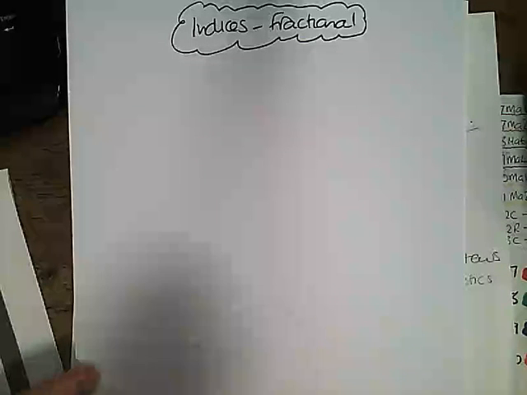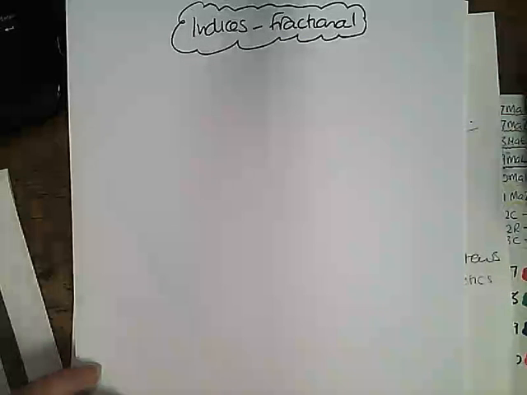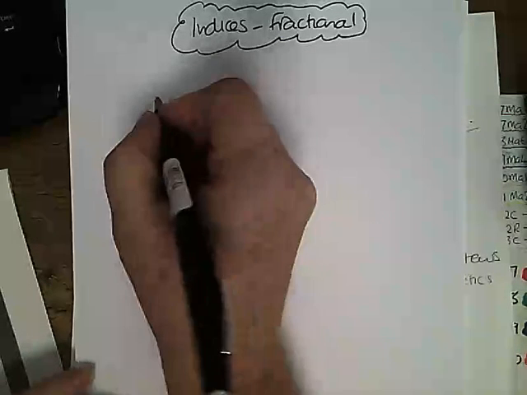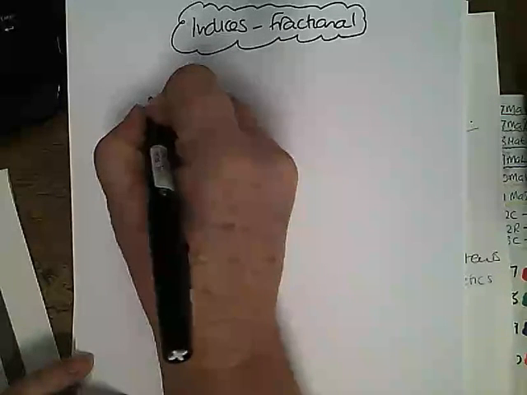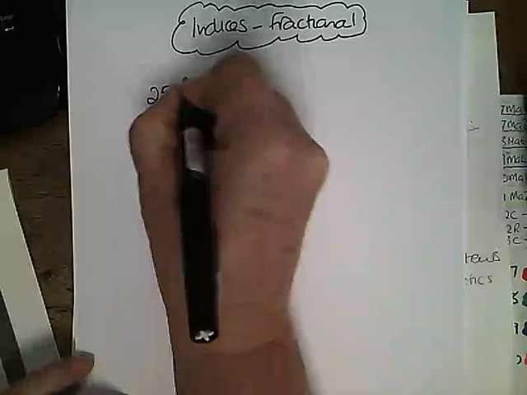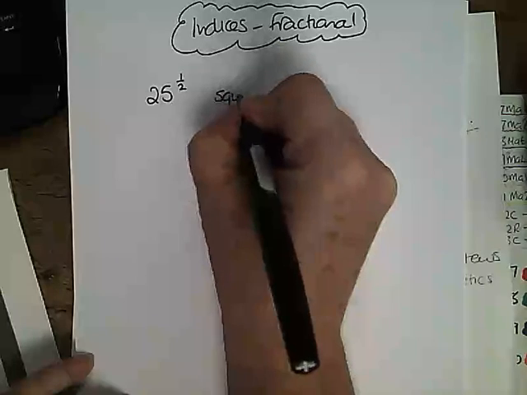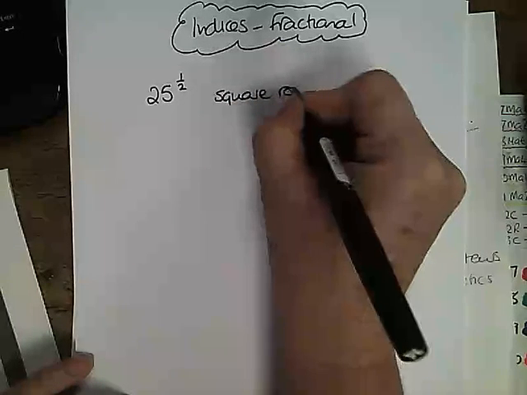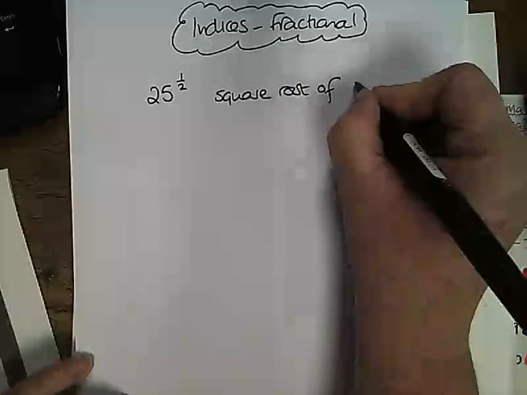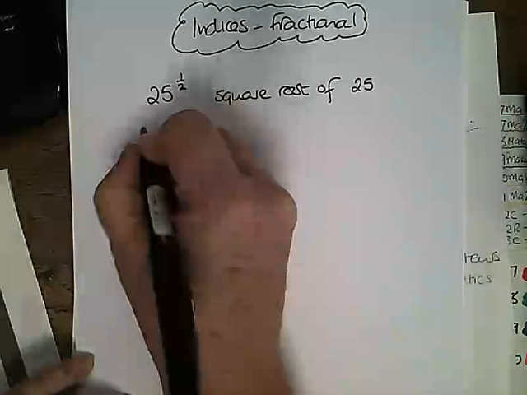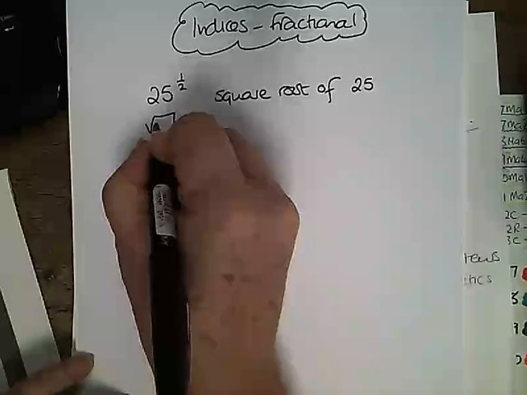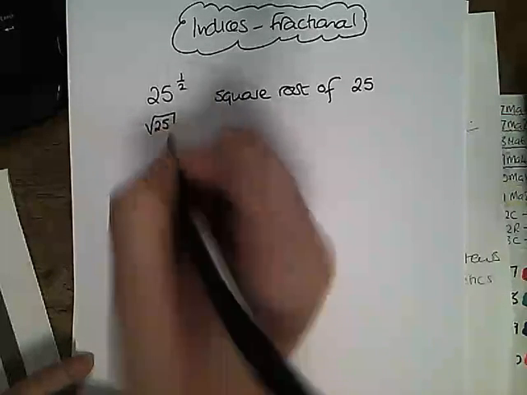So a fractional index number indicates the root of the number that you are interested in. So for example, if I had 25 to the power a half, that means the square root of 25, or we can write it as 25 with a square root sign over it.